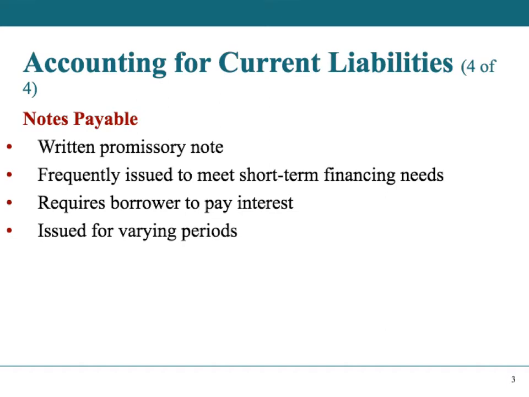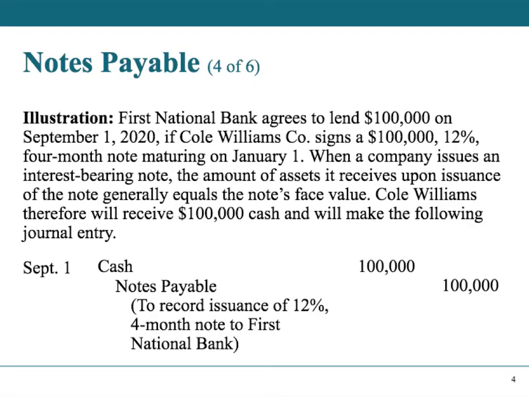Let's take a look at notes payable. It must be a written promissory note, frequently used to meet short-term financial needs, requires the borrower to pay interest, and can be issued for varying periods. Here's an example. First National Bank agrees to lend $100,000 on September 1st. Cole Williams signs a 12%, 4-month note maturing on January 1st. And remember that 12% is your annual interest.